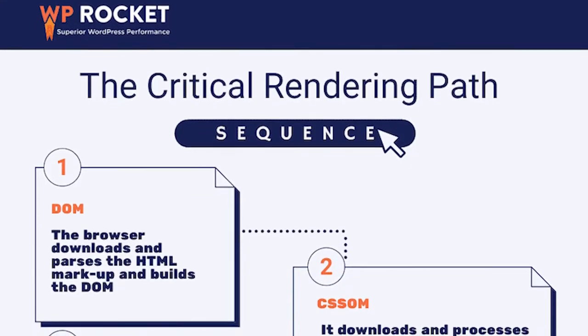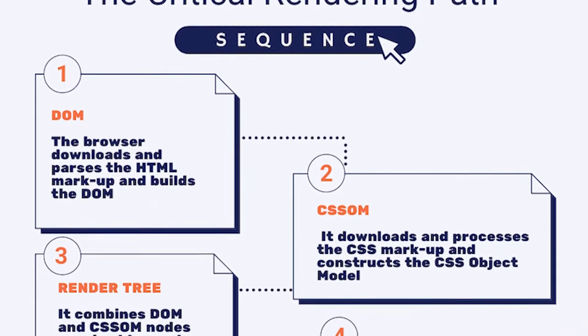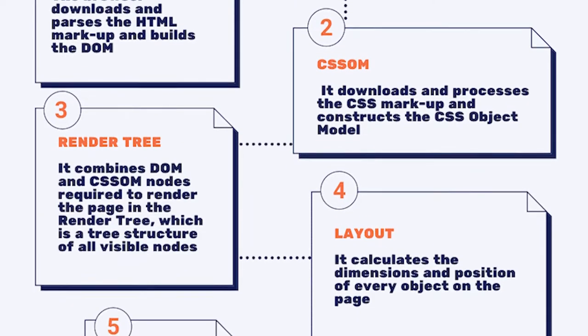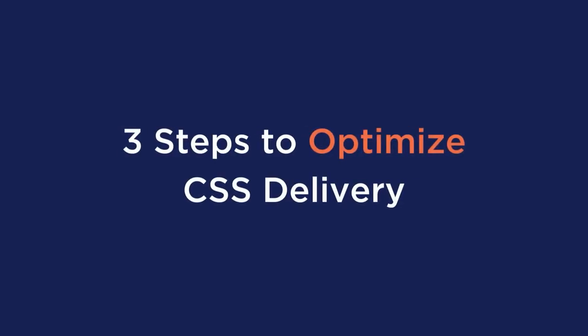But what if the browser could start to render the CSS as the download progresses? Well, that is exactly the optimization of the critical rendering path. See, the browser follows 5 steps until it renders the page to the visitors, and a lot can happen during this process. That's why we should make sure that each step is completed as quickly as possible. So now that we know that, let's talk about the 3 steps to optimize CSS delivery.